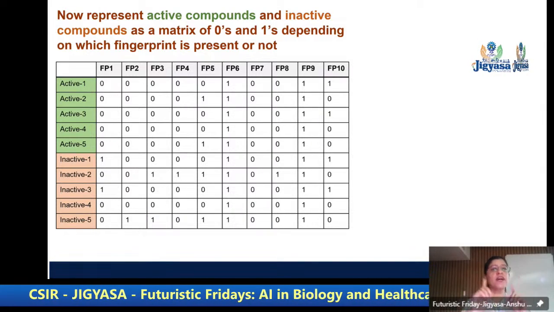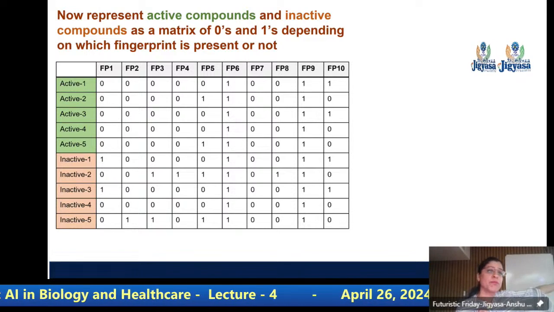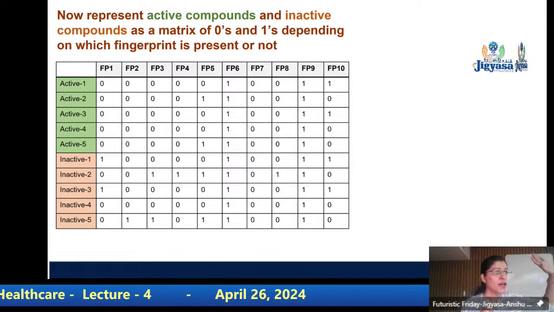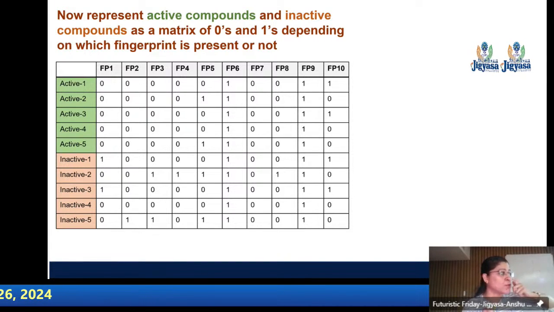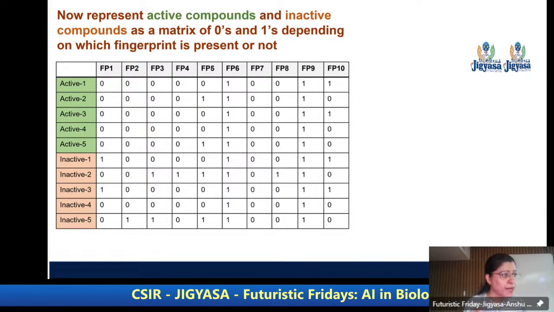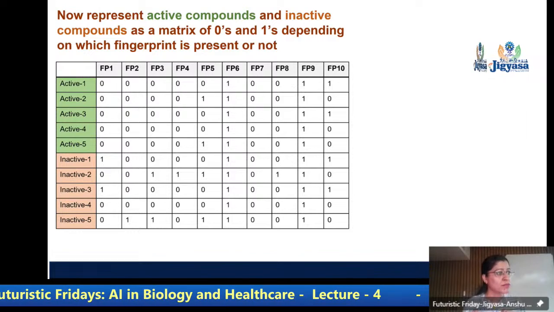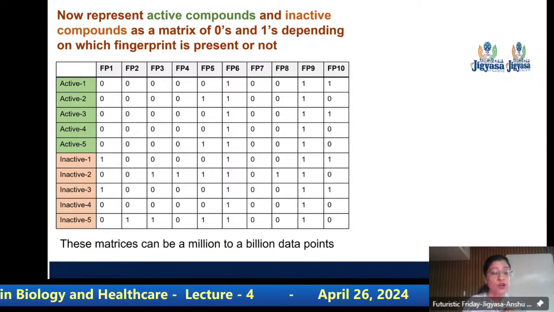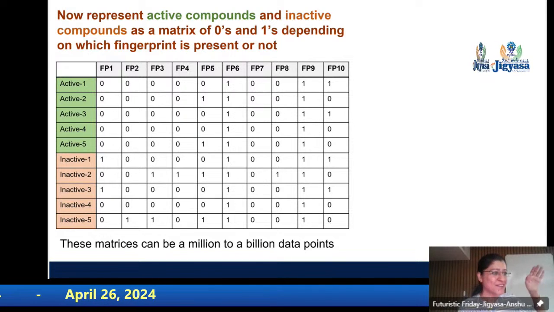So now you are representing your data in a matrix of zeros and 1. And now you are asking a machine learning algorithm, can you learn from this data and tell me which fingerprint is important for my killing activity? What kills a bacteria? Can you tell me which fingerprint allows me to do that? Because if you identify that, you probably will understand how bacteria is being killed, and that can be converted into a potential drug. Okay. And normally these matrices are not in hundreds, these are in millions and billions of data points.